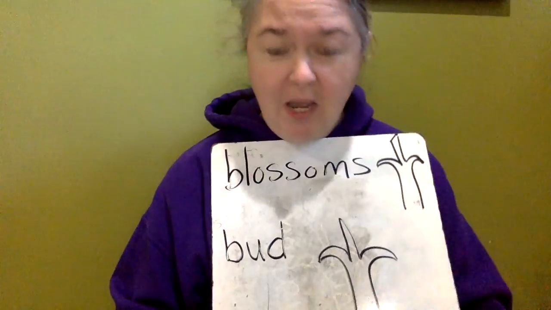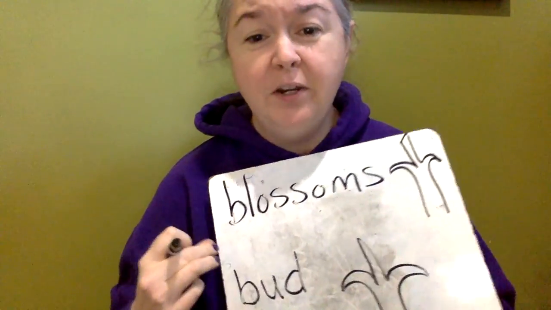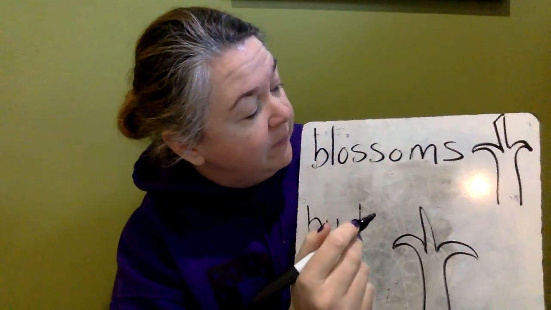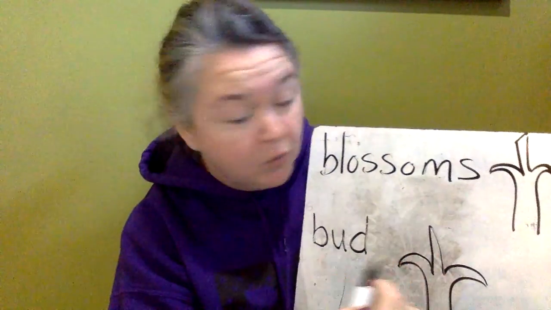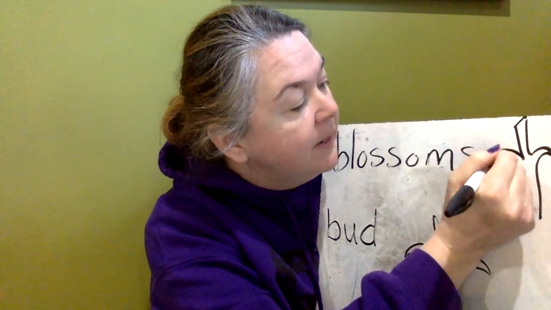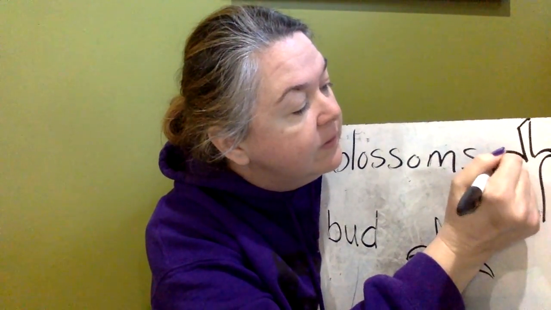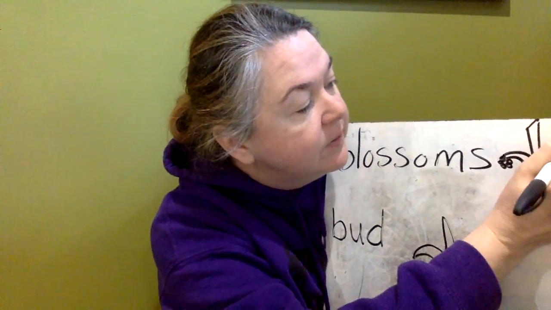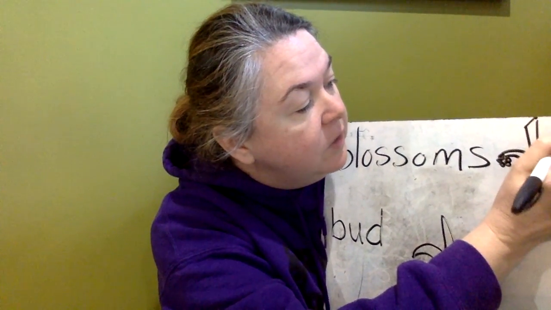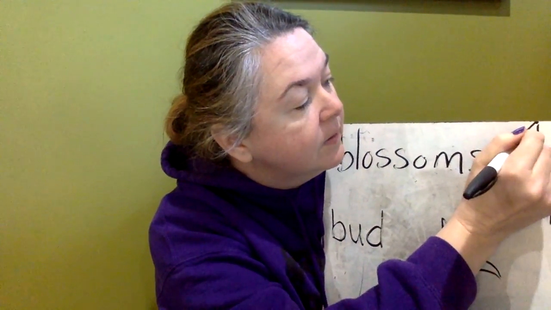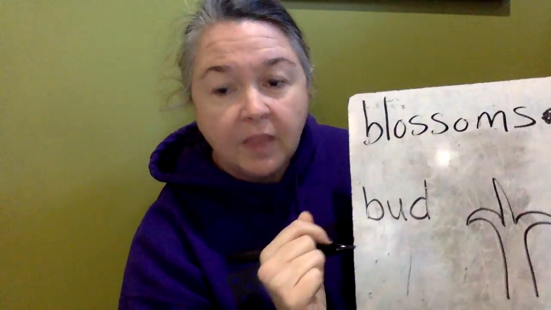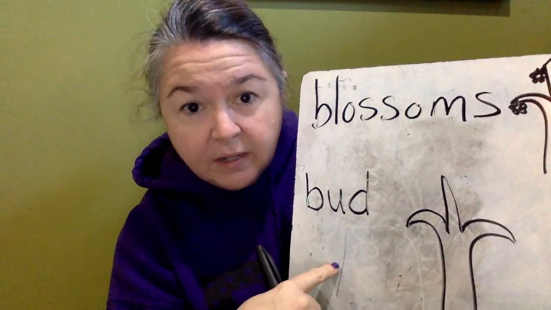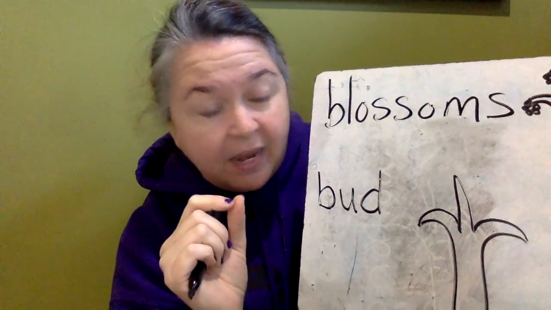The first one is blossoms. Now I've drawn a tree, and I know it's not the greatest tree, but I've drawn a tree. A blossom is a flower that's on a tree. So here on my tree, I'm going to draw some flowers to let you know that blossoms are flowers on trees. And the next one is a bud, and a bud is a part of a plant.